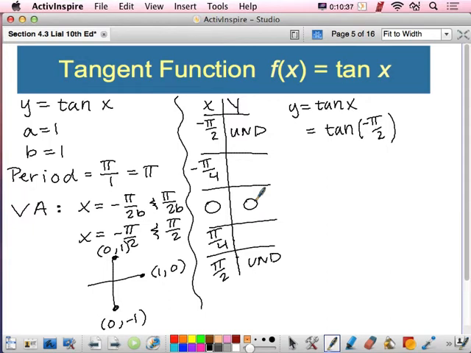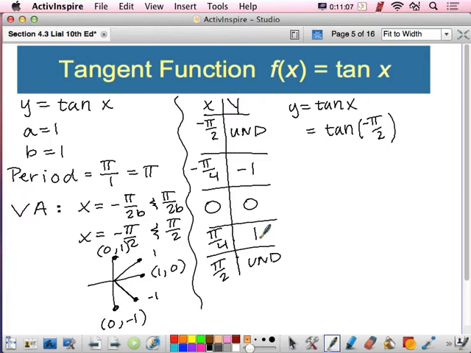How about the tangent of negative pi over 4? Negative pi over 4 is negative 45 degrees, and what's the tangent of any 45-degree reference angle? 1 or negative 1, right? So right here, that's going to be negative 1. That's square root of 2 over 2, negative square root of 2 over 2, with a tangent of negative 1. So this guy is negative 1. And then positive pi over 4 will have a tangent of positive 1.